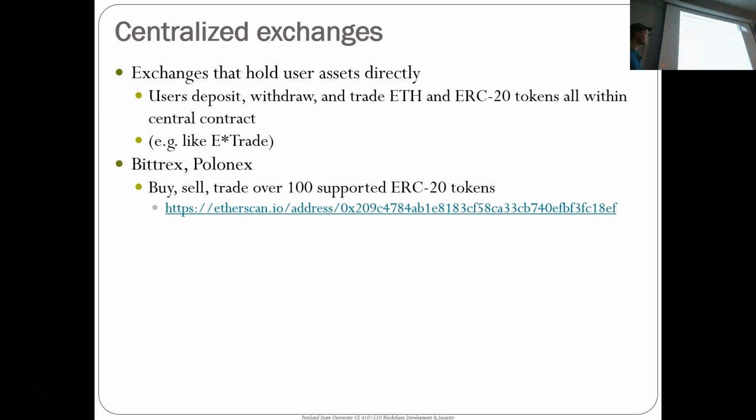The other thing that it can implement are centralized exchanges. So like your stockbroker is a centralized exchange where you give your assets to this broker, and then the broker is managing the trading and the exchanging. So that broker holds the assets directly, and then the users will deposit, withdraw, and trade on that account, all within this central contract. So similar to E-Trade, which is one exchange. Here are some examples of this: Bittrex and Poloniex. And you can buy, sell, and trade over 100 supported ERC20 tokens. That's the address of the, I forget which one of the two.